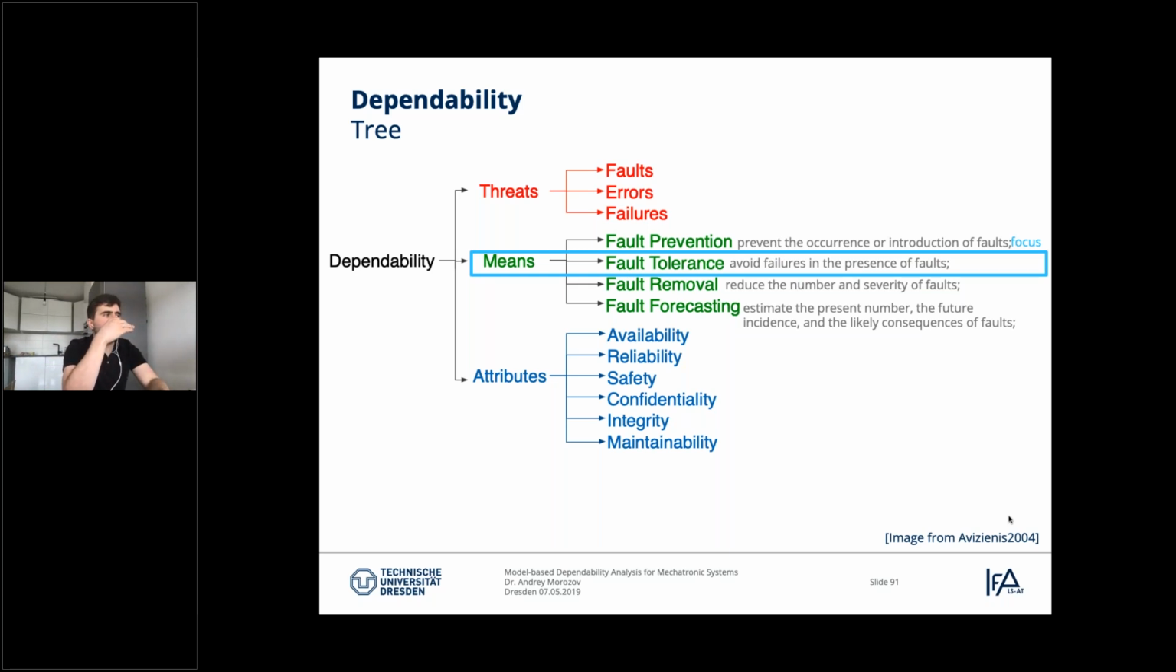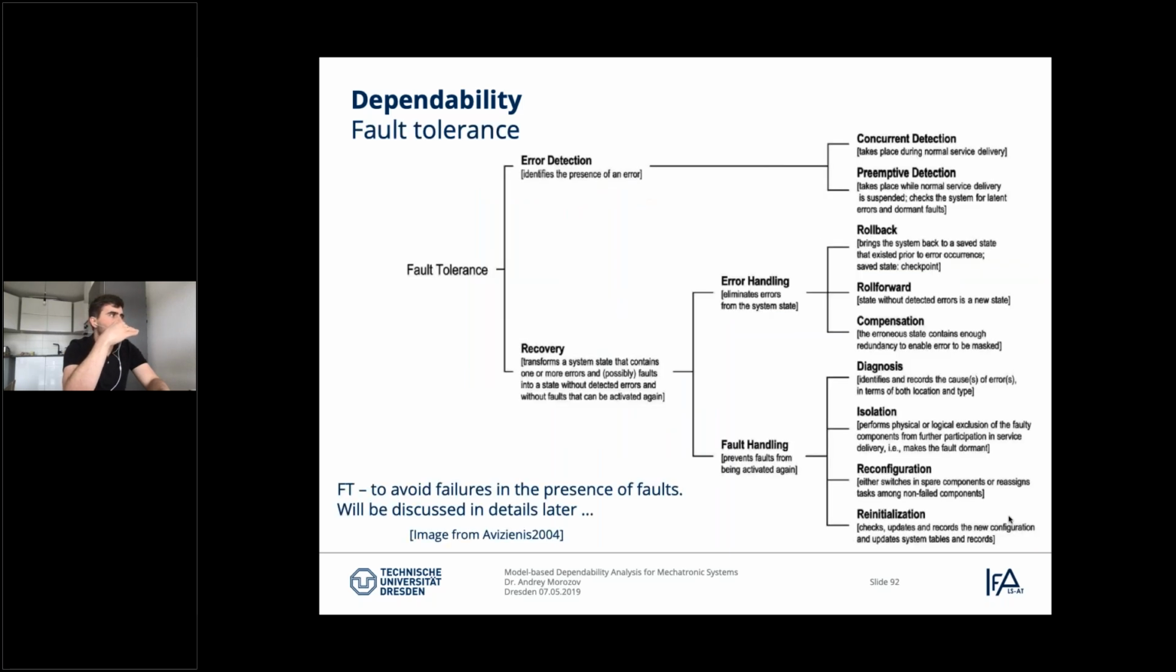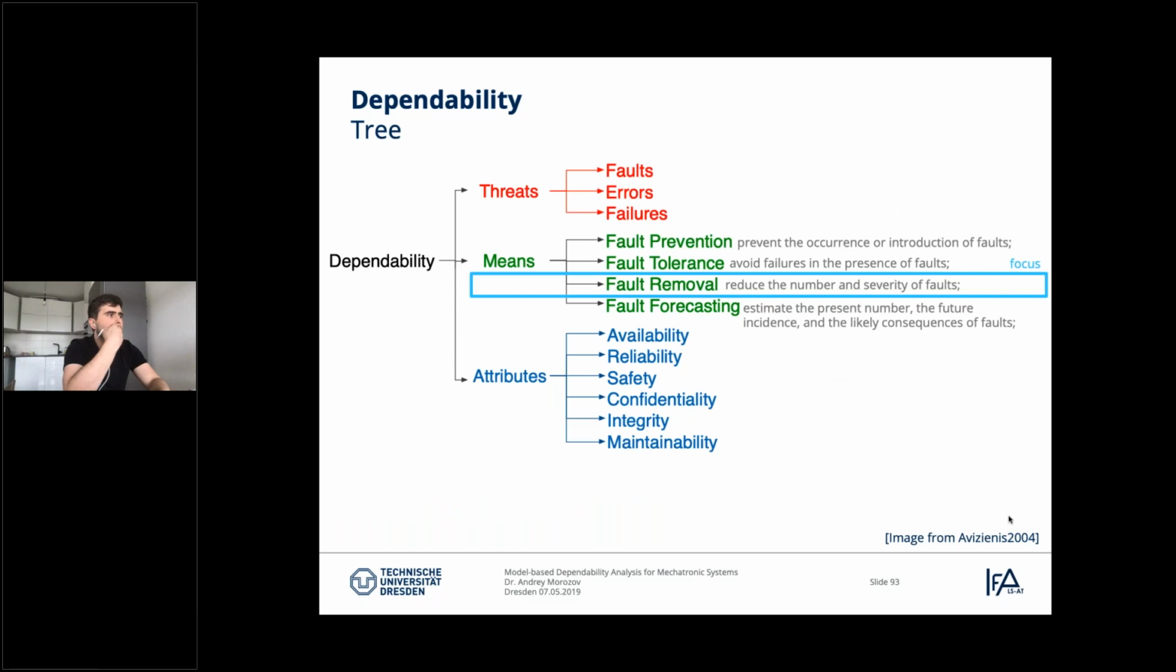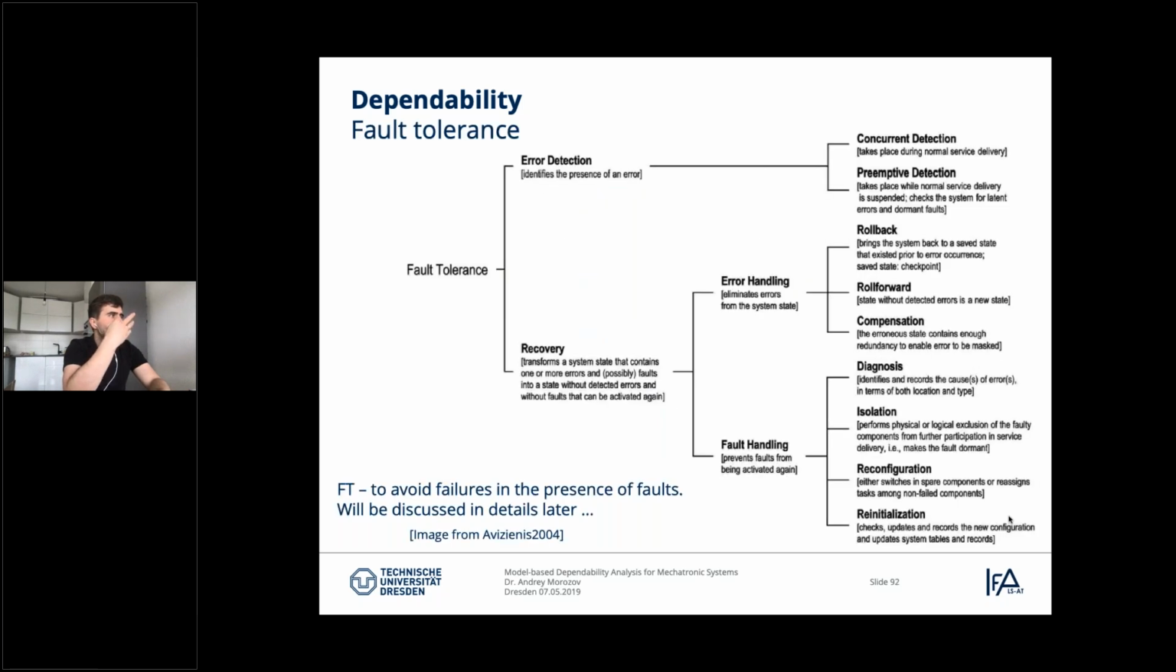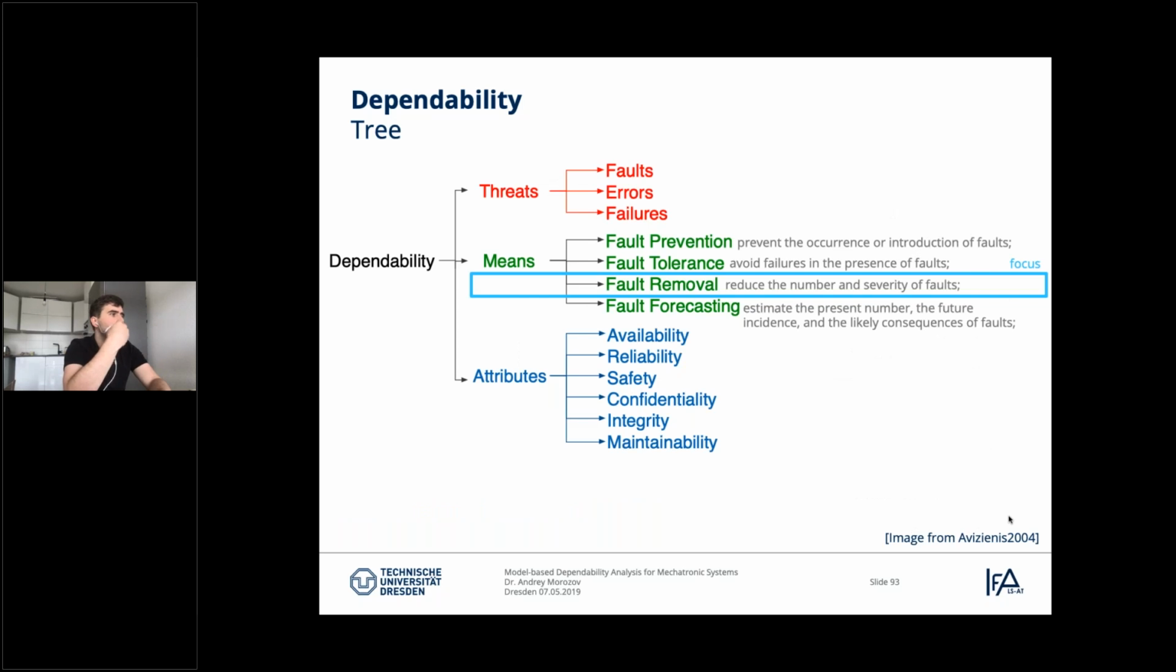The idea of fault tolerance is to avoid failures in the presence of faults. And again, these 2 guys have defined a good structure for fault tolerance as well. They defined fault tolerance as 2 parts: error detection and recovery. So first we need to detect the error, and then we need to recover. There are error detection mechanisms and error recovery mechanisms, but fault tolerance we will discuss in detail later. Now let's talk about fault removal.